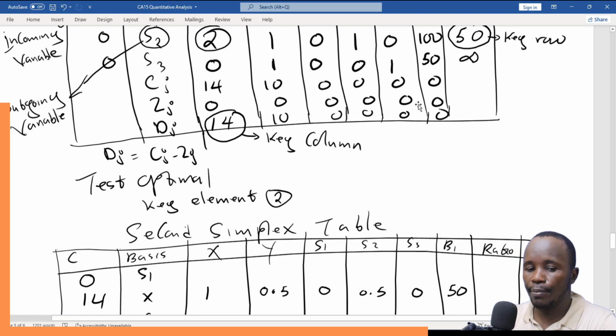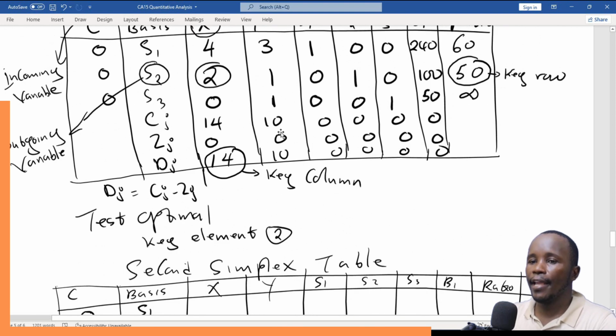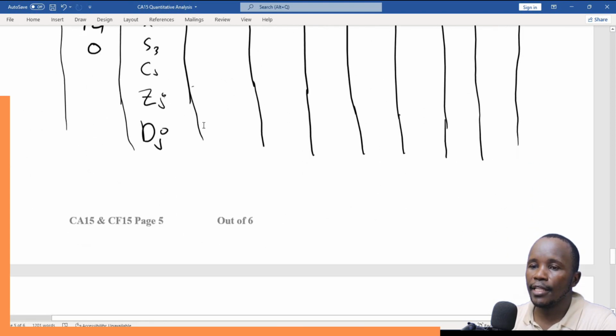We are together up to that point. What have I done here? I've said I'm going to the key row, pick the key element, divide the items inside this key row with the key element. Now, the task is to fill S1 and S3.